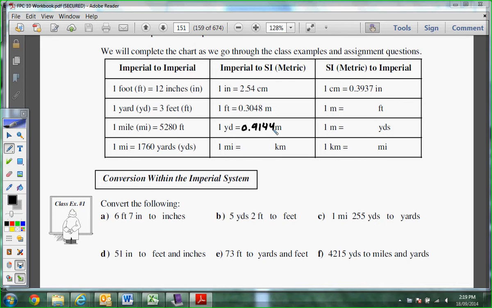Okay, 1 mile is how many kilometers? 1.609. Okay, good. 1 meter is how many feet? 3.281. 1 meter is how many yards? 1.0936. And 1 kilometer is how many miles? 0.38?